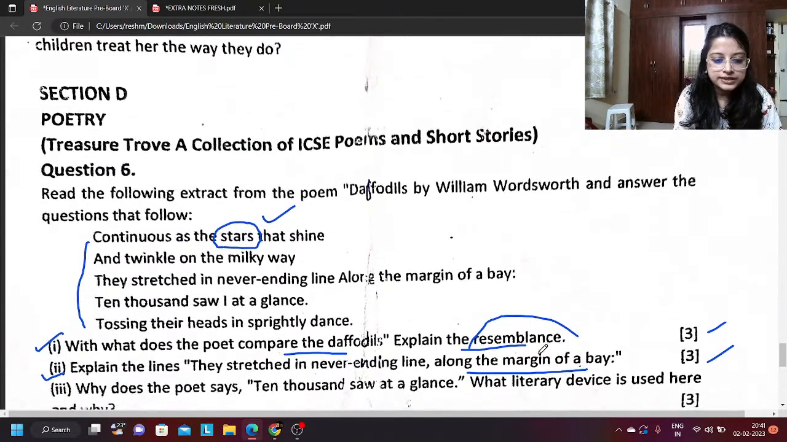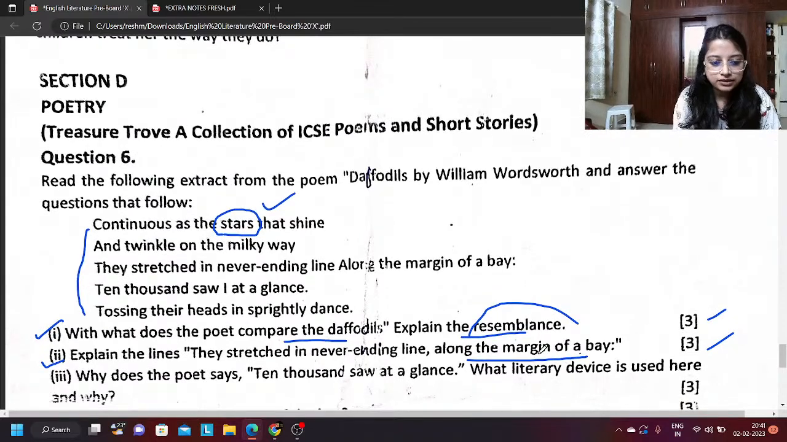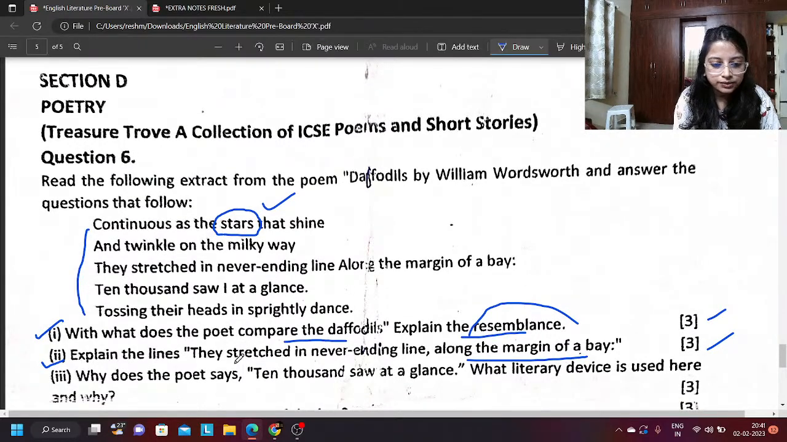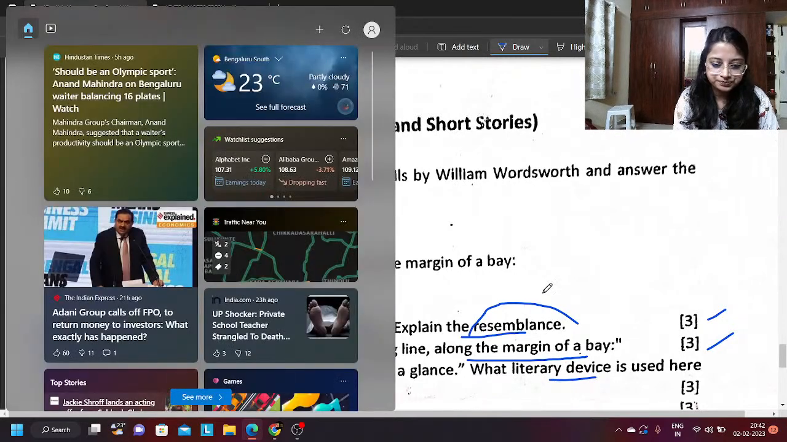Third question is also very simple. Why does the poet say, this is an incorrect grammatical mistake, okay? This one will be C. Why does the poet say 10,000 saw I at a glance? What literary device is used here and why?